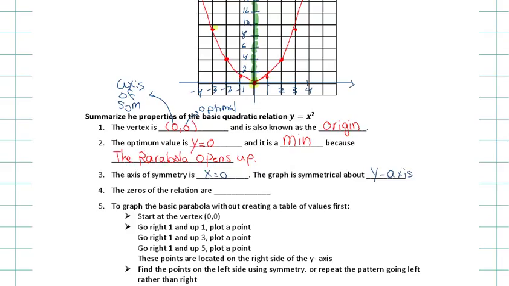There's either 1, 2, or nothing, right? In this case, it's 1. It's right here, right? What is it? 0, 0. So the zeros of the relation, you can write as a point, or you can write it as x-intercept equals 0. You don't have to write both of them. I'm just showing you both so you have a choice.